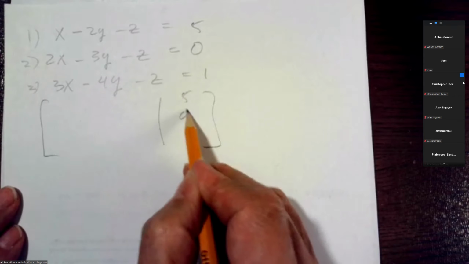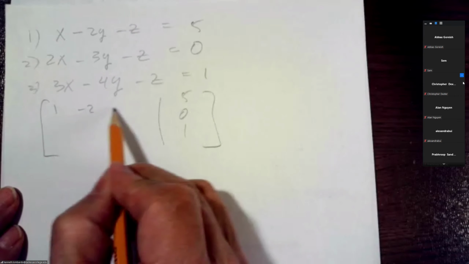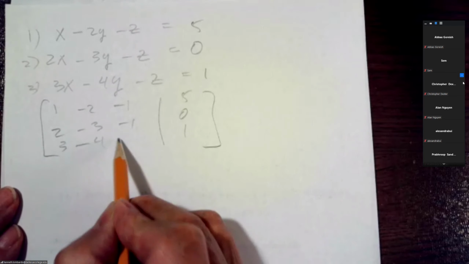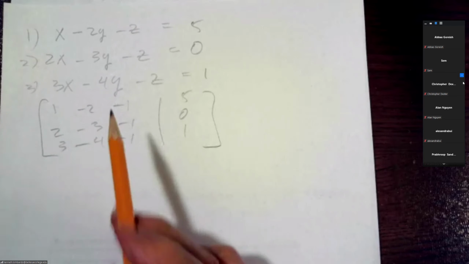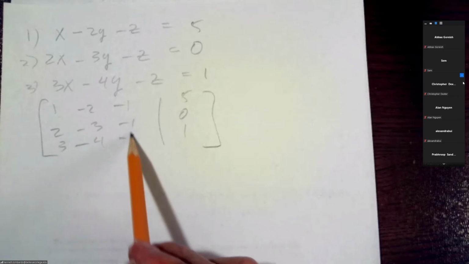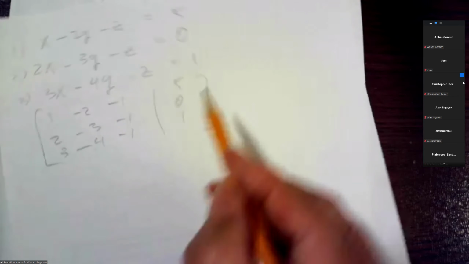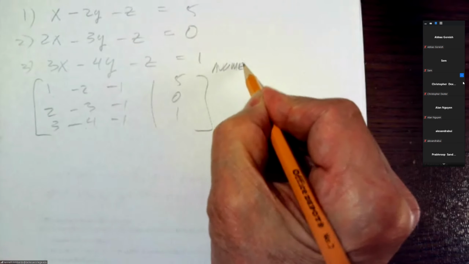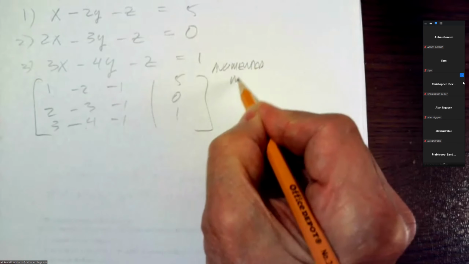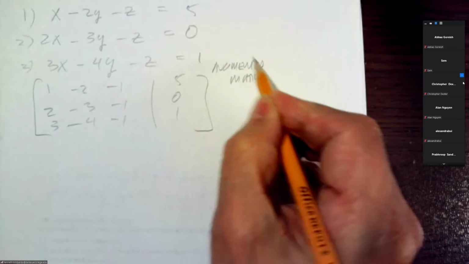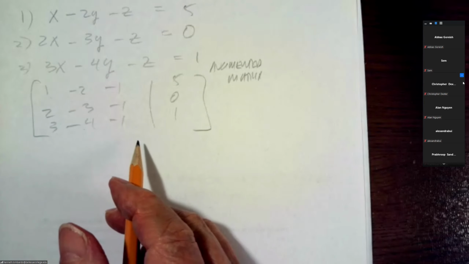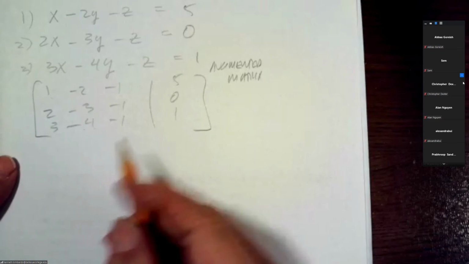So that's 5, 0, and 1, 1, -2, -1. We should end up with something that looks like this, 1, -2, 1. Okay, so here's our augmented matrix. And now we want to do some operations and see what we do. So let's say I give you the operations that I want you to use.